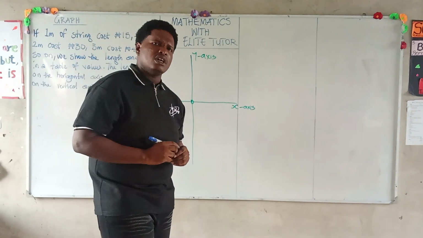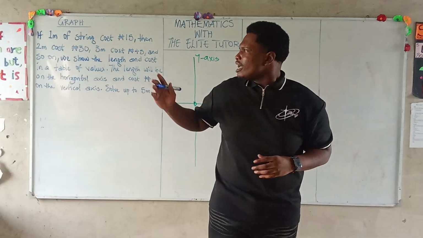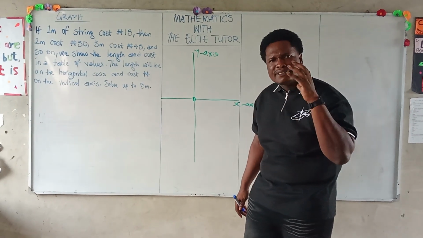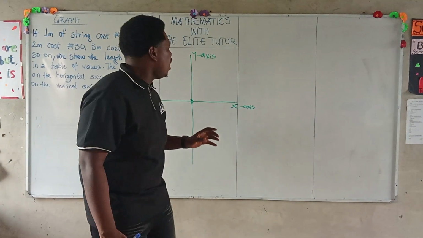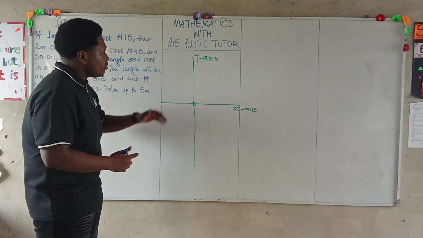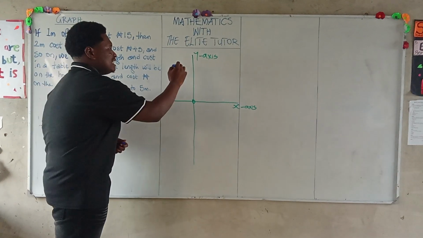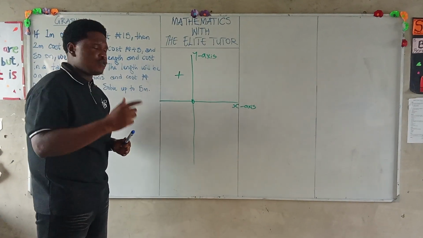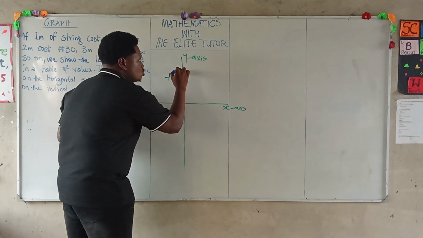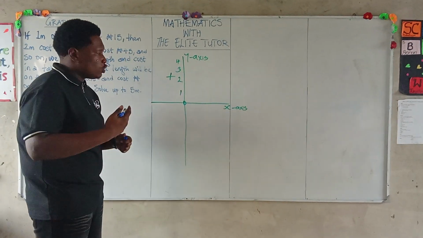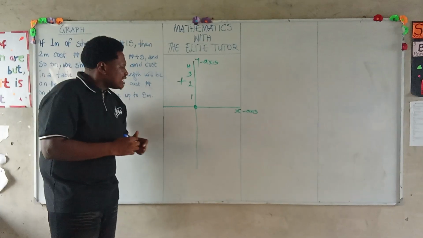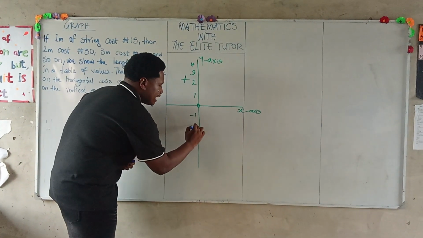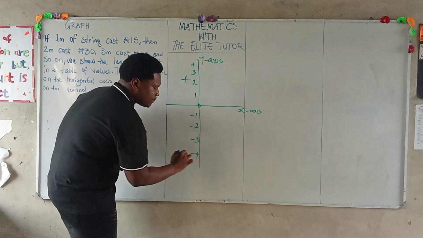It's also important to know that in our graph, we have both the positive and the negative side. Please pay attention. For our y-axis, the up part of our y-axis is our positive side. What do we mean? So we have 1, 2, 3, 4, which is the same thing as +1, +2, +3. But the down part of our y-axis is our negative side. So we have -1, -2, -3, -4.